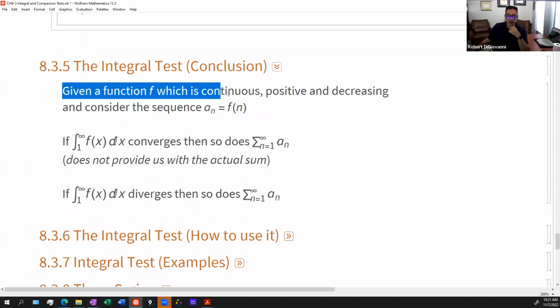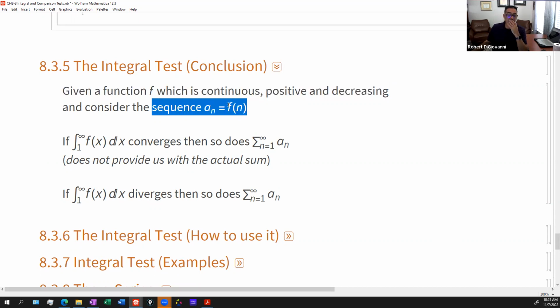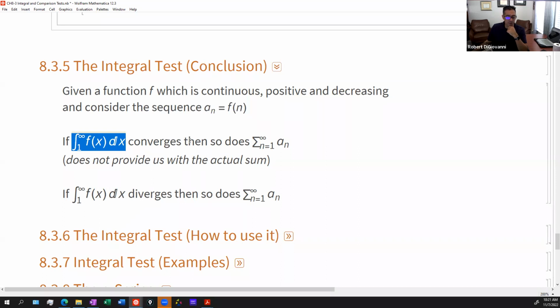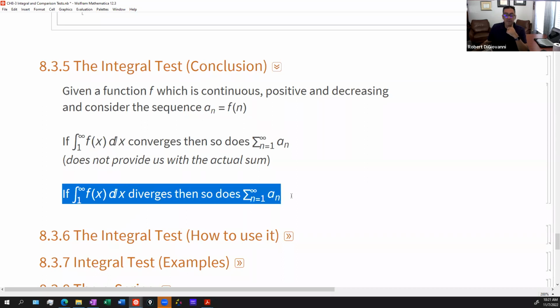If you're given a function f, you have to start with a function f that's continuous, which means you can draw it without picking up your pencil. It's positive, meaning it's above the x-axis. And it's decreasing, which means as you move from left to right, it goes down. Then you consider the sequence where you're just restricting your function to the natural numbers 1, 2, 3, 4, 5. Then we have this: if the integral converges, then so does the series. If the integral diverges, then so does the series. In other words, whatever the integral does, the series does.